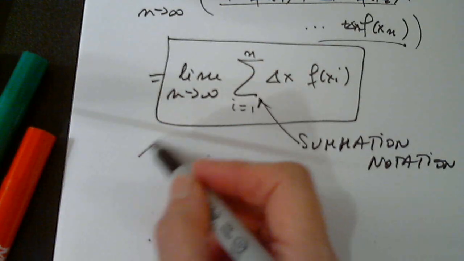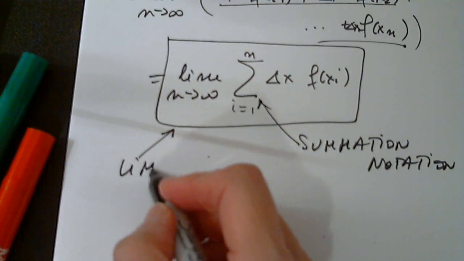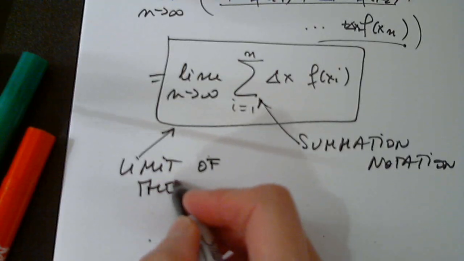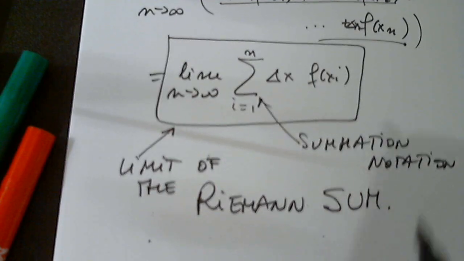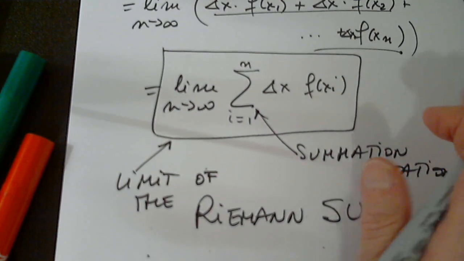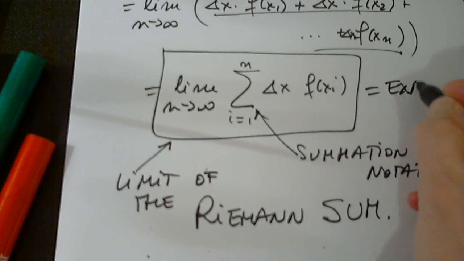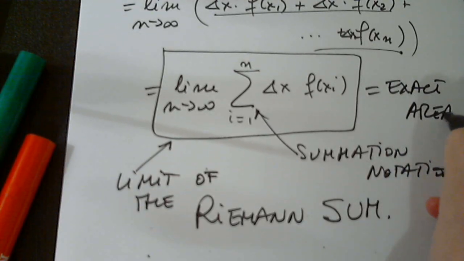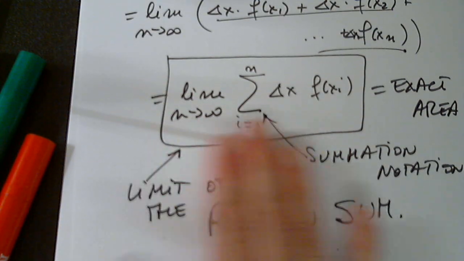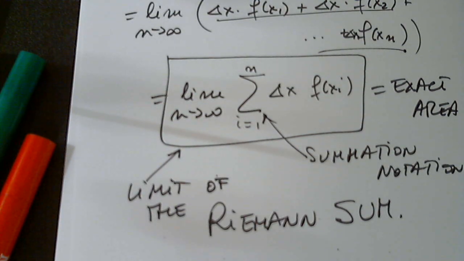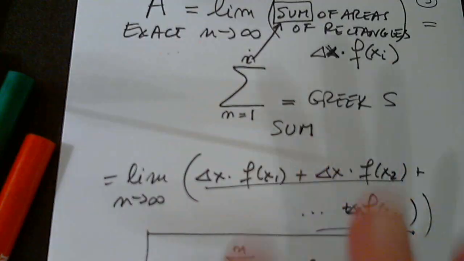This whole thing also has a name. It's the limit of the Riemann sum. What is this? That's all you need to remember. The exact area under the graph between such and such. We're not going to use the notation. We're going to use what it equals to, which is much easier to compute. We're not going to do anything with this notation. But I just want you to understand what it means.